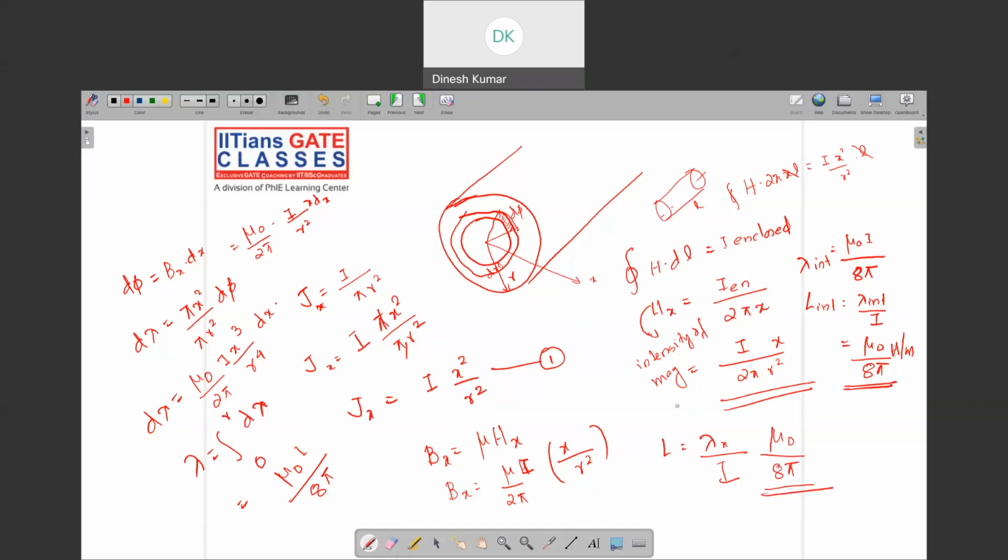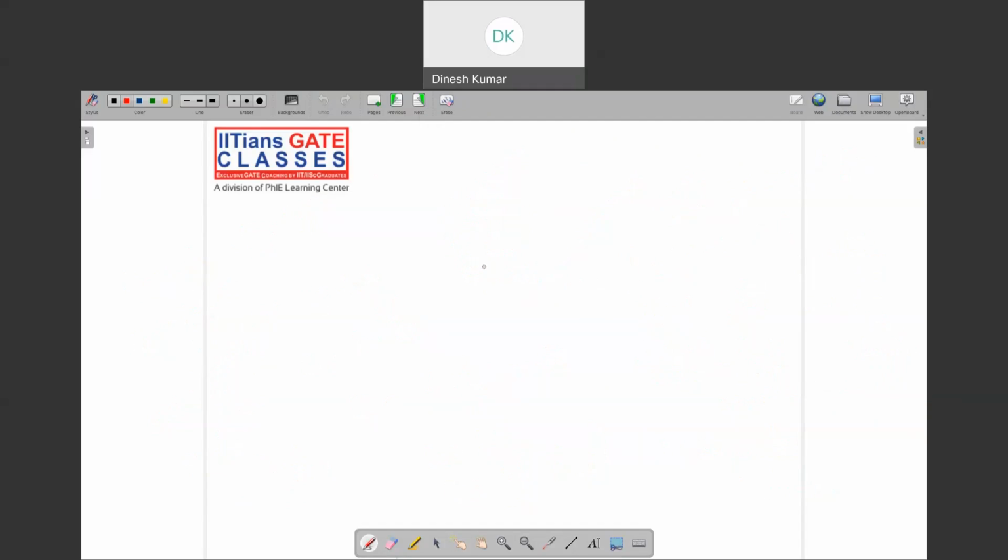Now we can think about the external inductance. I am not going into a detailed derivation of this. Similarly, we can derive it for the external also, so I will just write the final answer. External inductance is basically the inductance of the region outside the radius. What is the inductance at this particular point? It is the flux density at this point divided by the current, so we get the external inductance.